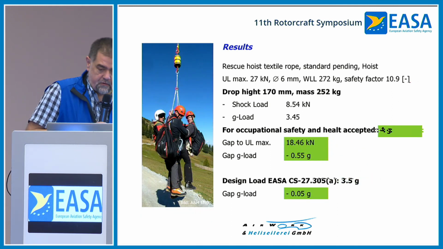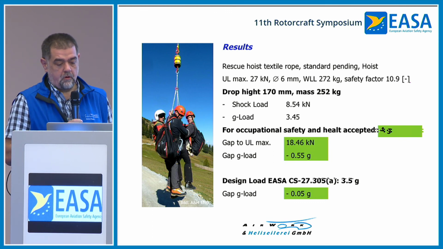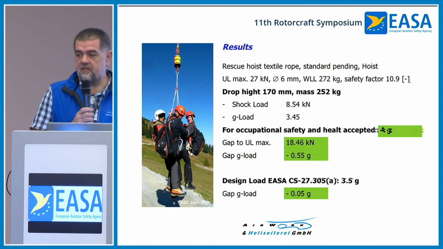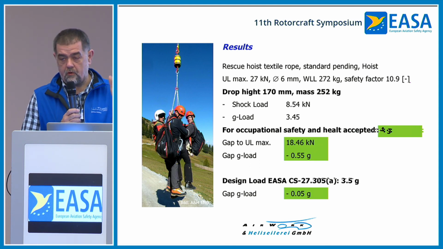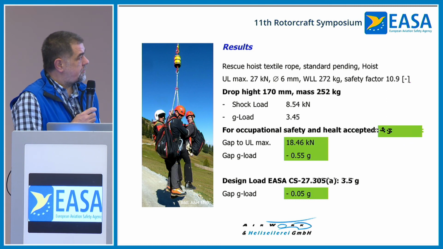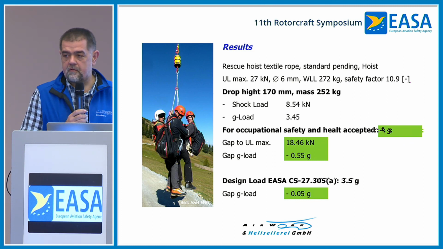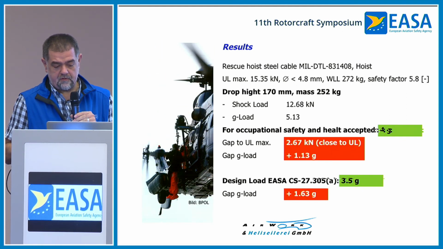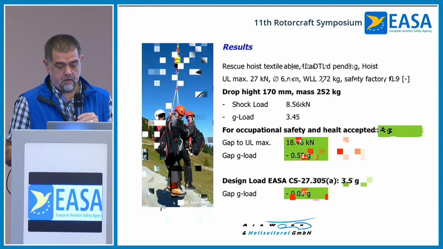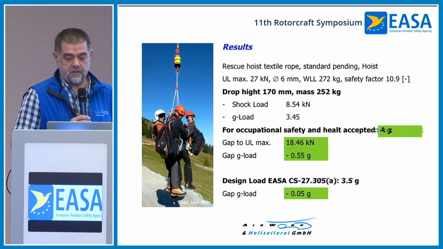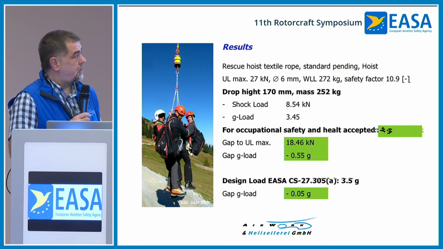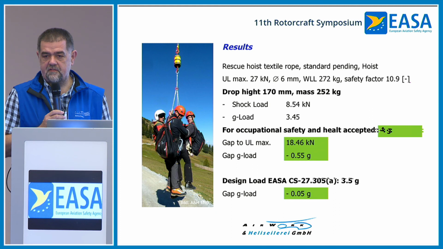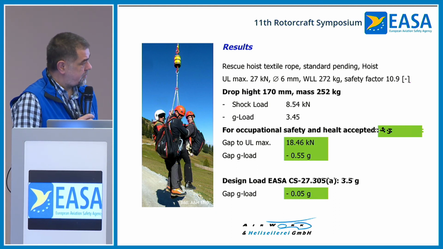The new textile rope. All ropes were between 5.5 and 6 meters long in this test. The shock load was 8.54 kilonewtons. You could remember before we had with the steel rope 12 point, now we have 8 point. The G load was 3.45. This is accepted for both requirements, less than 4, less than 3.5.